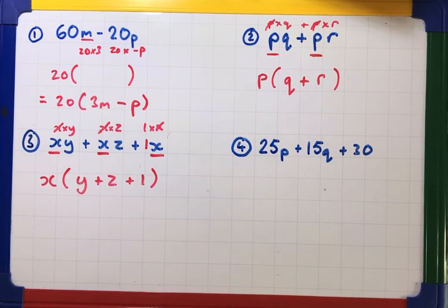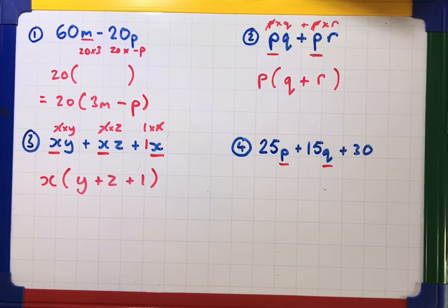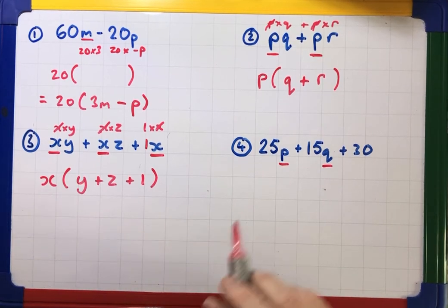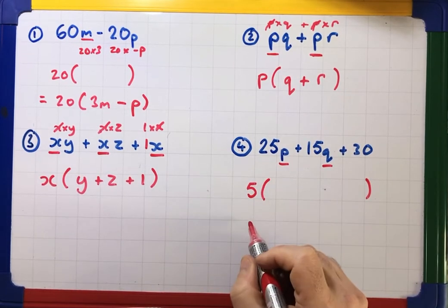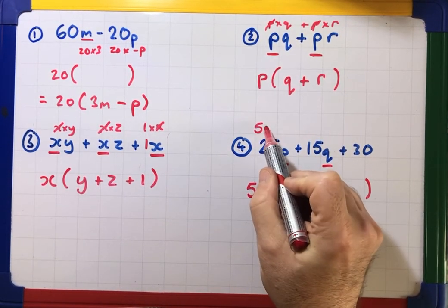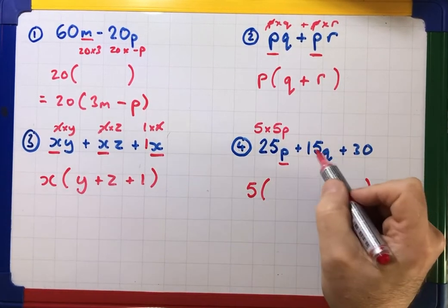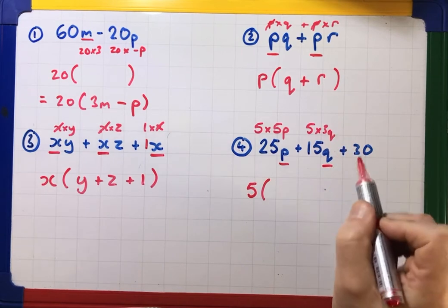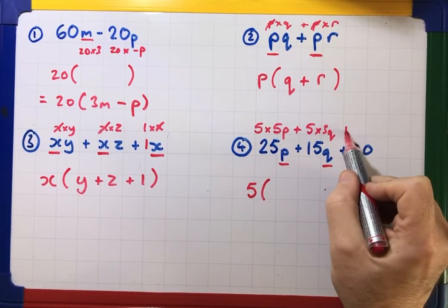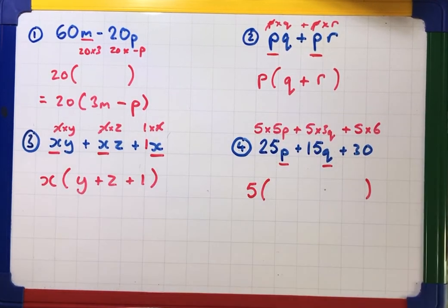Last one's similar. You've got 2 different letters and a number thing. But look, 25, 15 and 30. They all divide by 5, don't they? So a 5 is going to go on the outside of the bracket. But look, 25p is 5 times 5 is 25, so it's 5 times 5p. 15, remember, is 5 times 3, so it's 5 times 3q. Plus 30 is 5 times 6, isn't it? There are no extra letters with that one, are there?